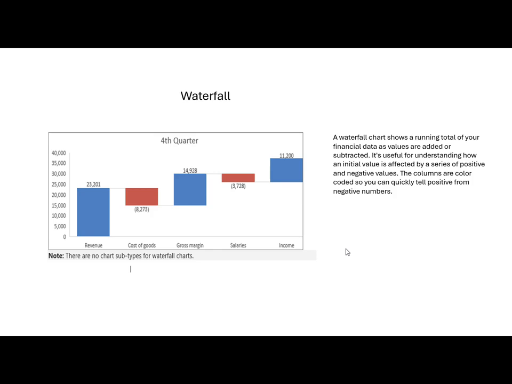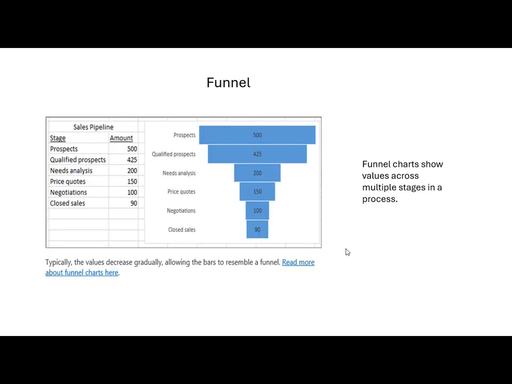Financial data. This is a very specific type of graph called waterfall. It shows a running total of your financial data as values are added or subtracted, differentiated by color, as you can see. And it's useful for understanding how an initial value is affected by a series of positive and negative values. The columns are color coded, so you can quickly tell positive from negative numbers.